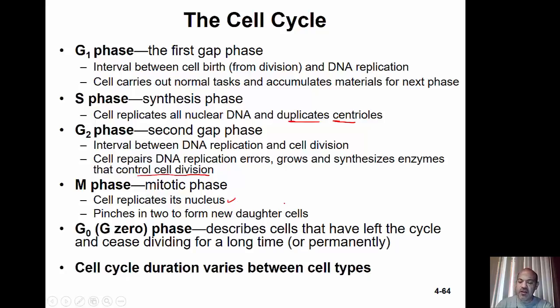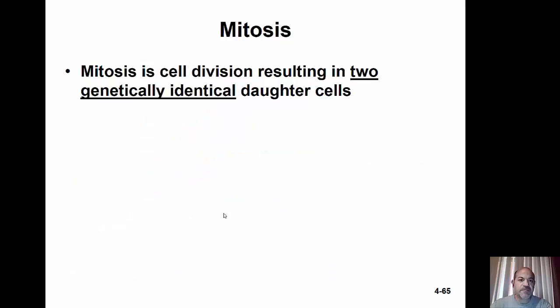Some cells don't keep going through divisions. They are going to stop in G1, and so they never divide again. This would be called a G0 phase, and this describes a cell that left the cell cycle and ceases to divide for a long time. Examples would be muscle cells and nervous cells. For other cells, the duration will vary, and it depends on the cell types that we find in there.